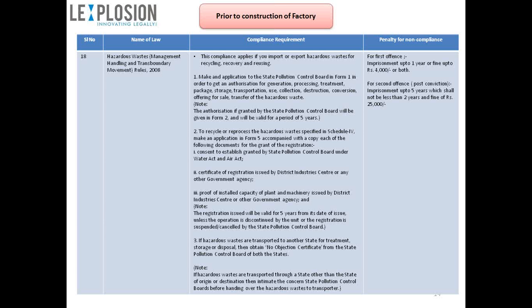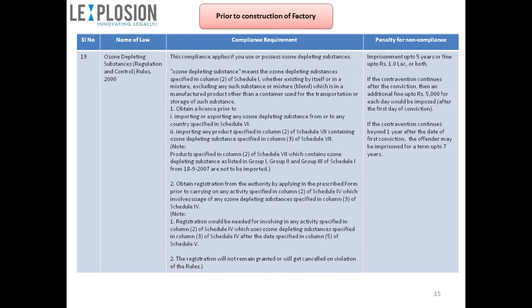Going on to the next enactment, the Ozone Depleting Substances Regulation and Control Rules. This compliance applies if you're using or processing ozone depleting substances. For example, if you're a refrigerator manufacturing industry and you're using the substance freon, which is supposed to deplete the ozone in the atmosphere, these are the compliances that you need to adhere to. The details of it are mentioned in this slide. I will not be going into the details because it's available, and if you need any clarifications, we can take it up later.